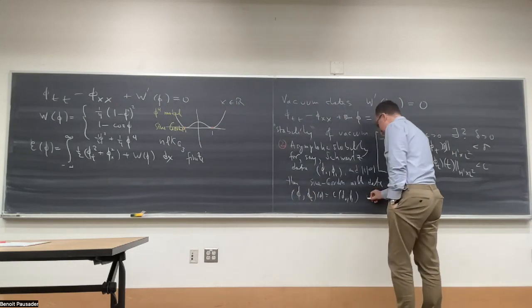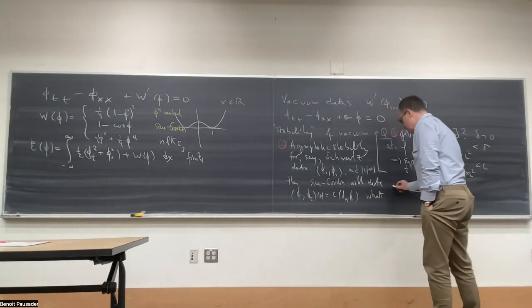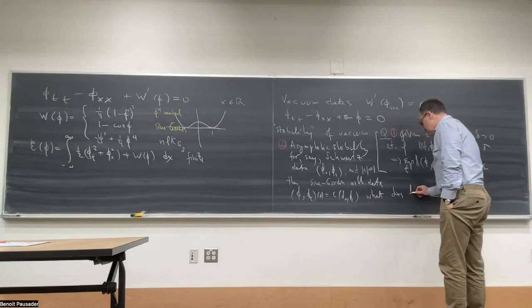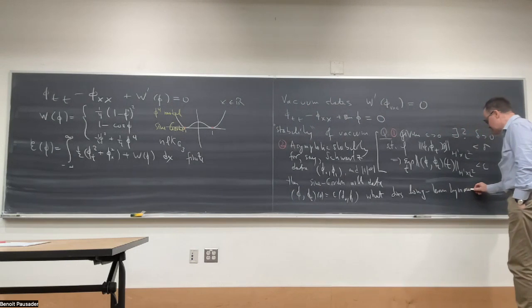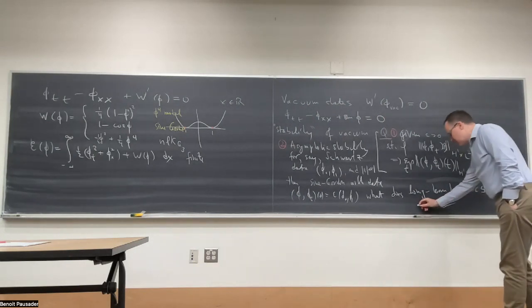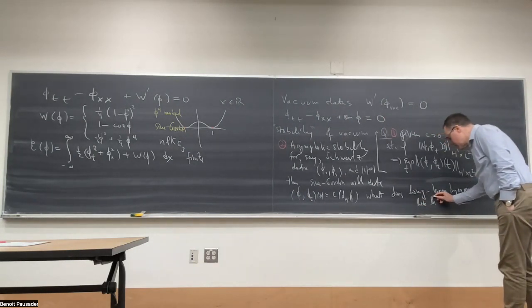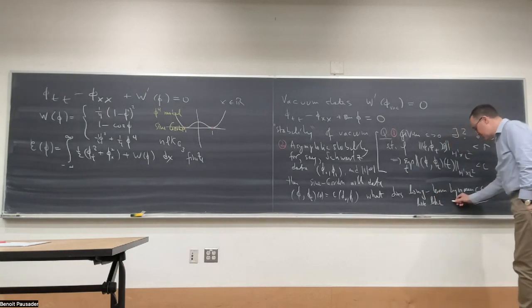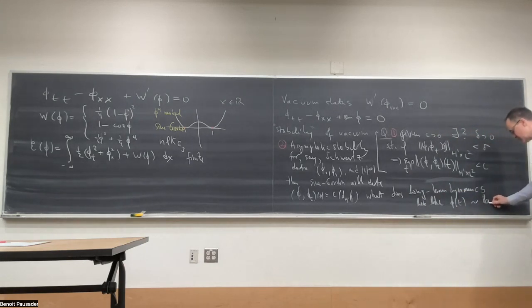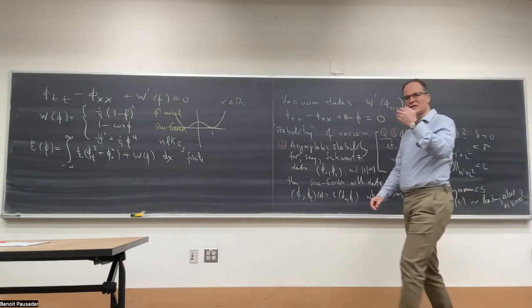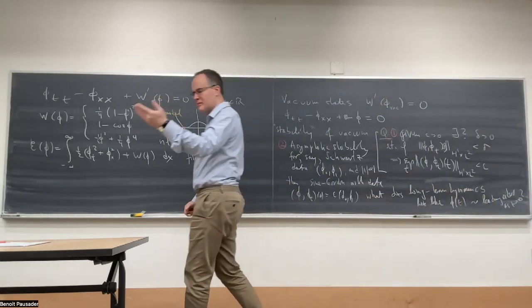So let me be a bit vague. What does long-term dynamics look like? So in other words, what can we say about E of t to leading order? What is the leading order as time tends to infinity? If this is too vague, you can say, how does the L infinity norm decay as time tends to infinity?